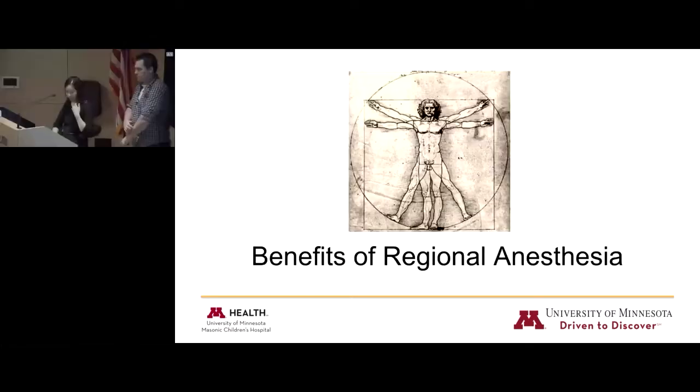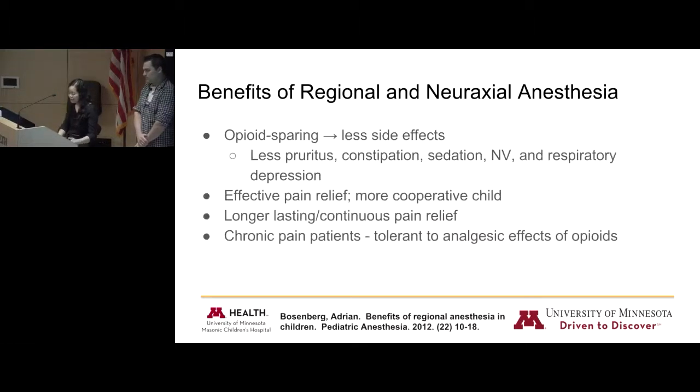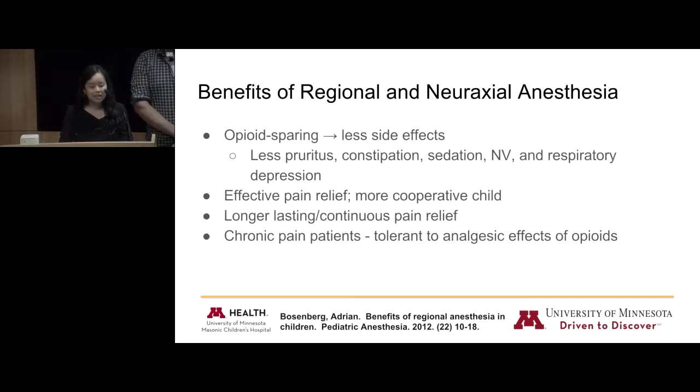Now I'll go ahead and talk about regional anesthesia and what the benefits are that we know currently. So the most important one we think about most often is the ability to have the opioid-sparing effects and subsequently less side effects. So for anesthesiologists, we think about less sedation and less respiratory depression. Also, the other side effects that you have is less pruritus, constipation, and nausea and vomiting, which, as we all know, are associated frequently with opioid use.